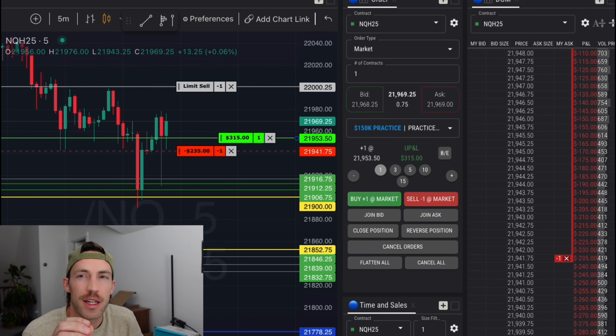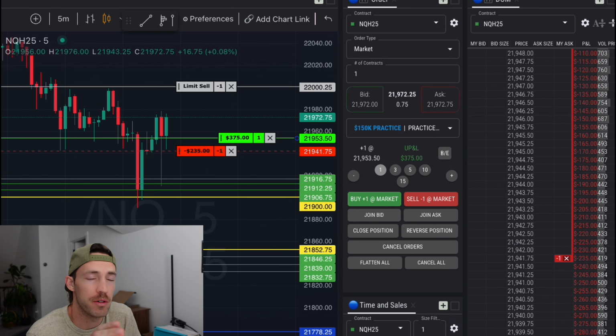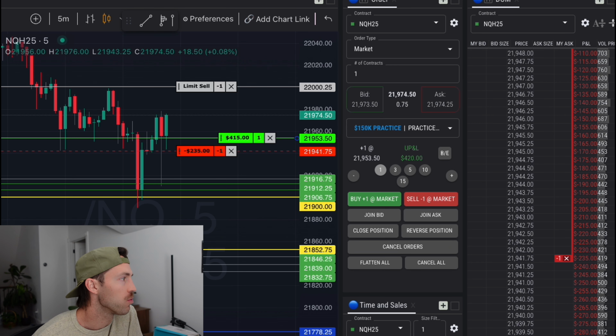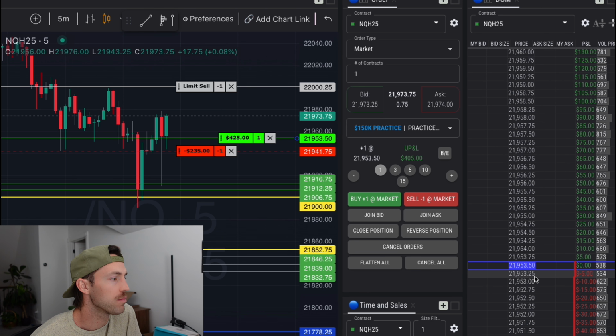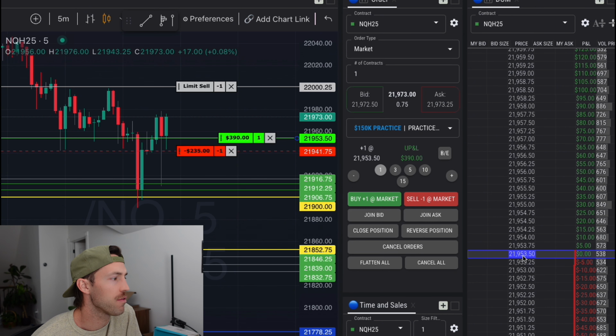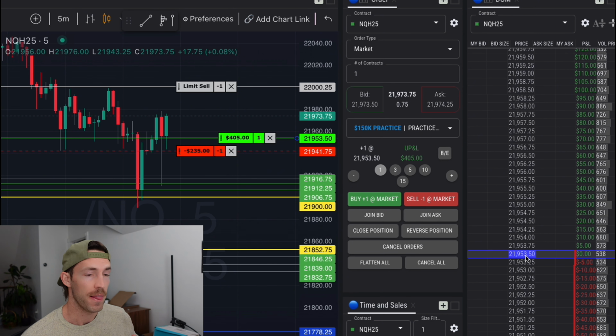I get this question a lot, and it's how do I find my stop loss? Well, there's a couple different ways that you can do it. So let's come over to this practice account and I can show you. So for example, we went long at 21953. Now, you want to have your stop loss in place before this.